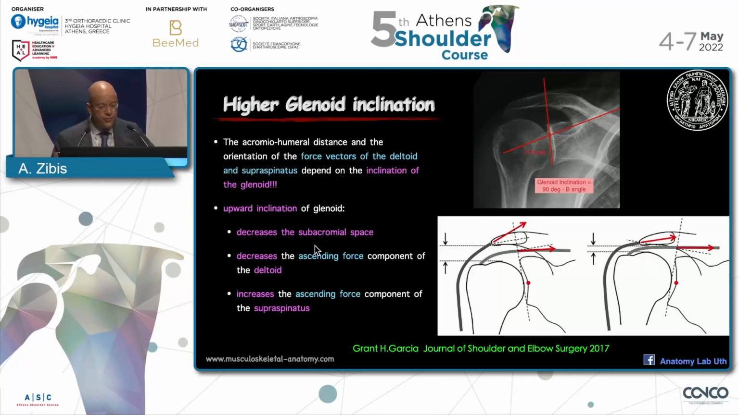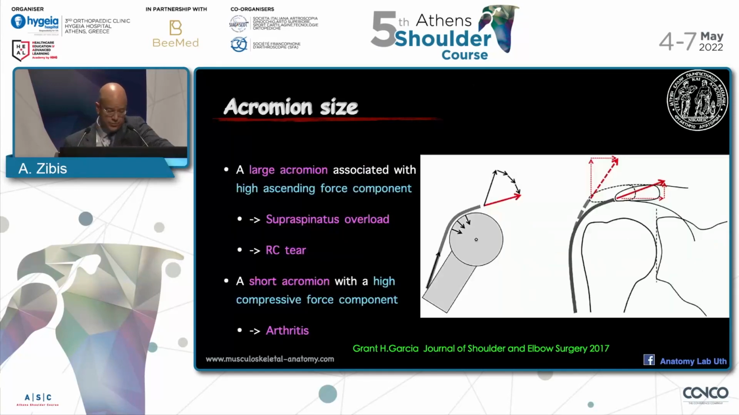So the acromiohumeral distance and orientation of force vectors of the deltoid and supraspinatus depend on the inclination of the glenoid. Upward inclination decreases subacromial space, decreases the ascending force of the deltoid, but increases the ascending force of the supraspinatus. This means that a large acromion is going to overload the supraspinatus and maybe cause a rotator cuff tear.